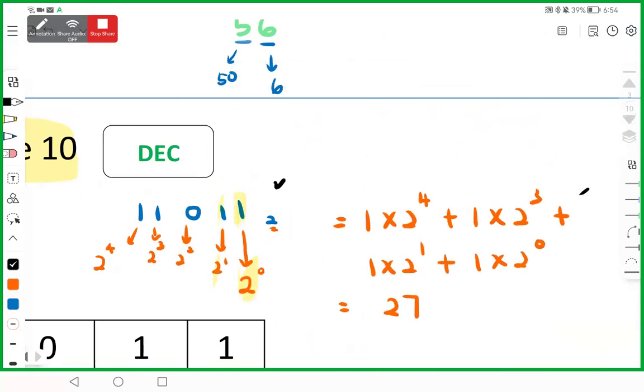Okay, once you got this idea clear, you can straight away write the equation. You don't need the table form. You can just straight away write the working and find out the answer directly. It will be more simple.